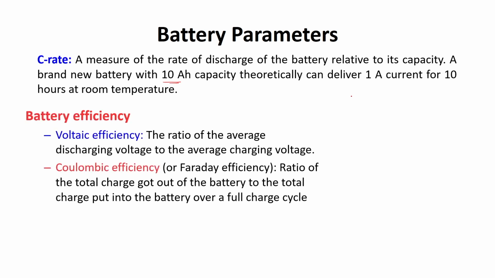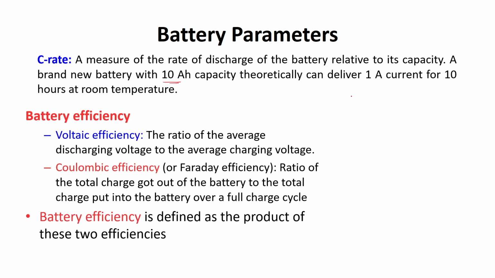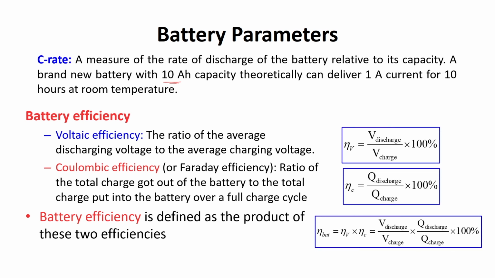Also, we need to know the different efficiencies used for investigation of a battery. What are the different efficiencies? We have voltaic efficiency, coulombic efficiency, and finally a combination of both. When we multiply voltaic efficiency and coulombic efficiency, what we get is battery efficiency. So, how do we define voltaic efficiency? It is the ratio of the average discharge voltage to the average charging voltage.